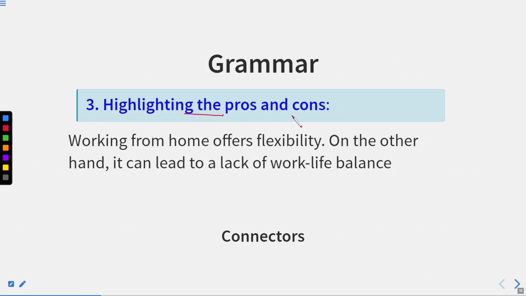Highlighting the pros and cons. As I told you, it will highlight the disadvantage and advantage of something. So here you can see pros and cons. It means advantages and disadvantages of something. Working from home offers flexibility. On the other hand, it can lead to a lack of work-life balance. So this is how we can see how work from home benefits or disadvantages a person.